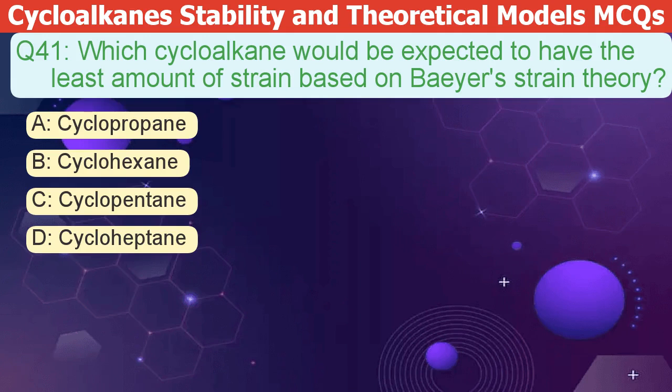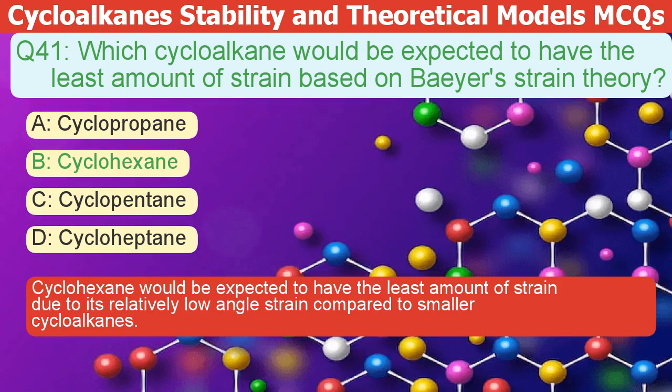Which cycloalkane would be expected to have the least amount of strain based on Bayer's strain theory? A. Cyclopropane. B. Cyclohexane. C. Cyclopentane. D. Cycloheptane. The correct answer is B. Cyclohexane is expected to have the least strain, because of its low angle strain compared to smaller cycloalkanes.